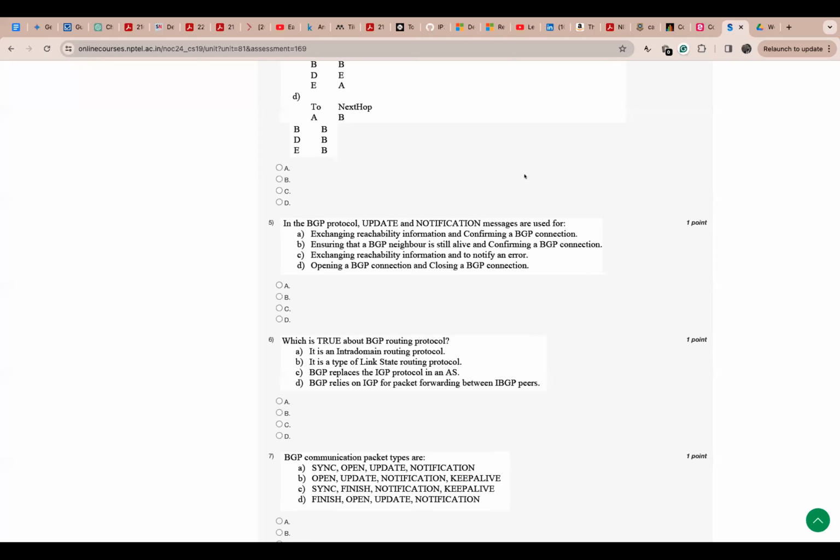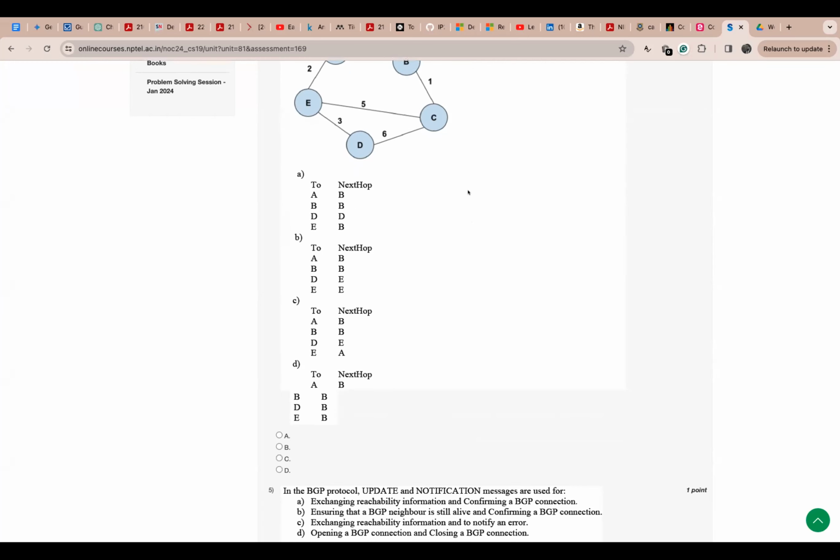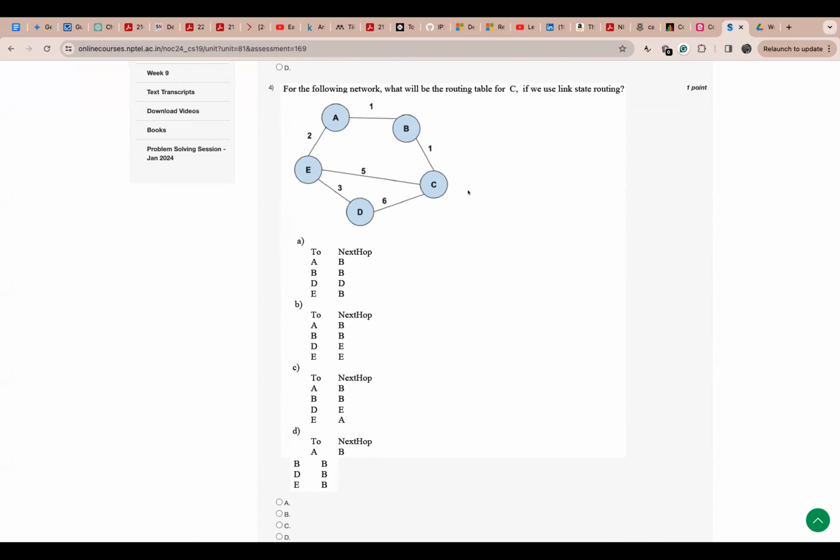I think there is a question regarding this one. What will be the routing table for C? So if you see, C to A will be 2, C to B will be 1, C to C will be 0, C to D will be 6, C to E will be 4.